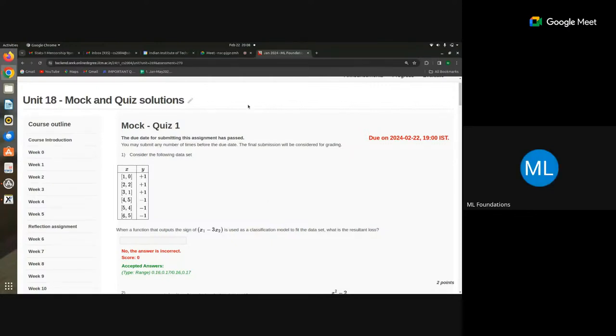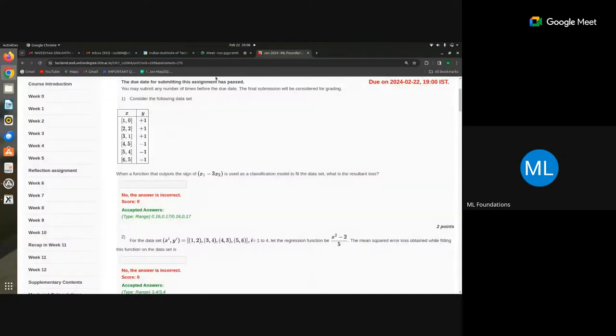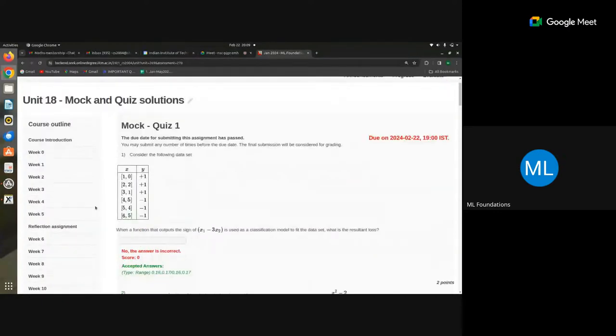Okay, so shall we start with this question then? This is the first question. The question is, this is the data set given. X is what? It's an input, right? And Y is what? It's a label, or output. Plus one is the label of that point, and minus one is also a label of the corresponding points. When a function that outputs the sign of x1 minus 3x2 is used as a classification model to fit the data set, what is the resultant loss?